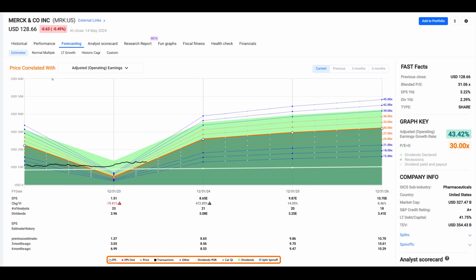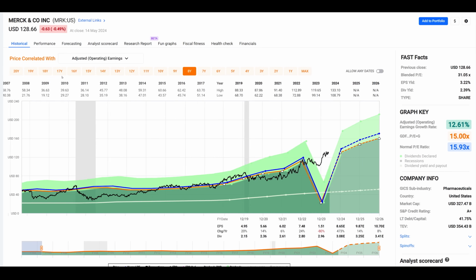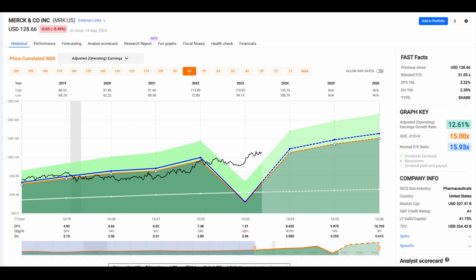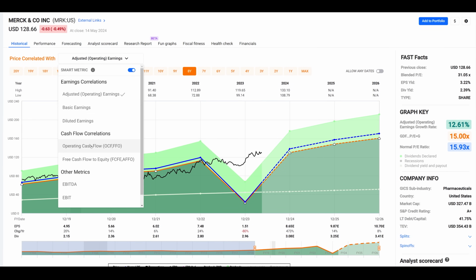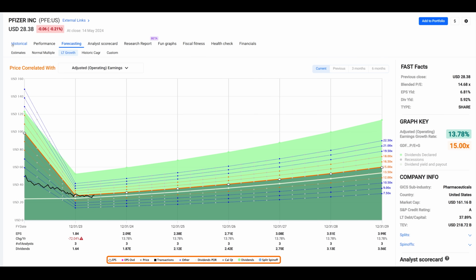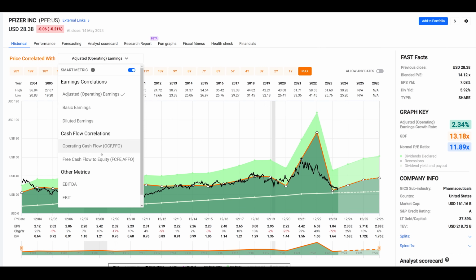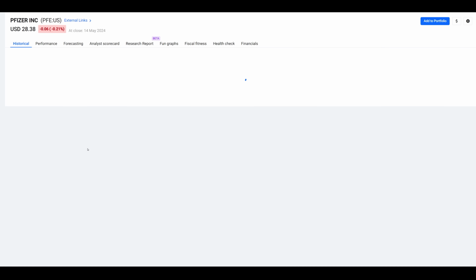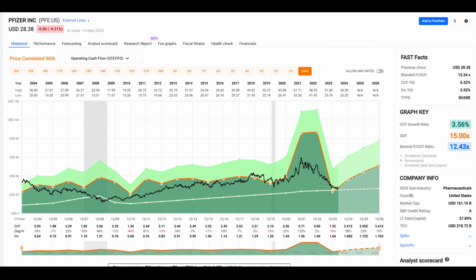Now, other things that I would do with FASTgraphs before I finish this is I would go through and look at cash flows, and I would try to ascertain dividend coverage on both companies. I would look at Merck, and then I would also go in here and look at Pfizer and see what their operating cash flows look like relative to dividend coverage. And of course, I got a little dicey here, but it's expected to grow very much.